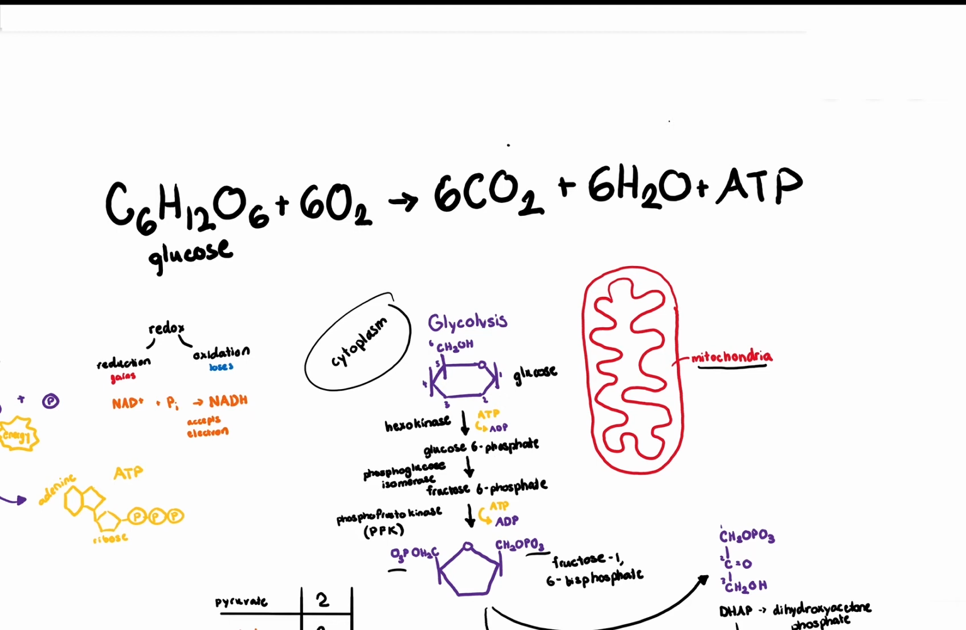So this is the beginning of cellular respiration. You have that glucose plus 6 oxygen molecules, and the result or the product is 6 CO2 or carbon dioxide plus 6 water plus ATP. And so those are the products of this reaction.